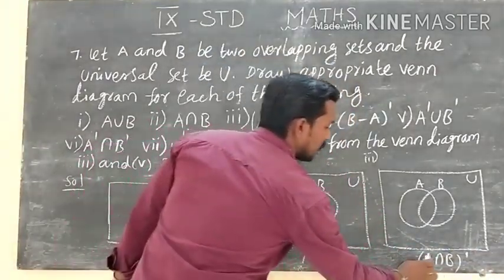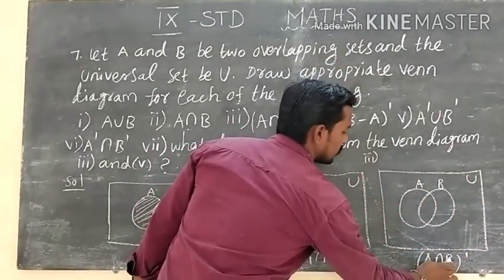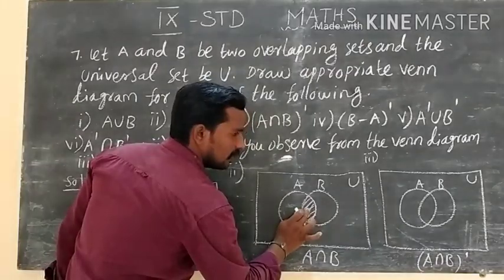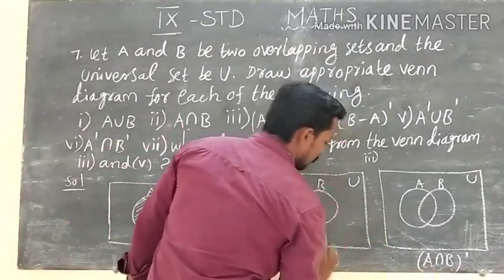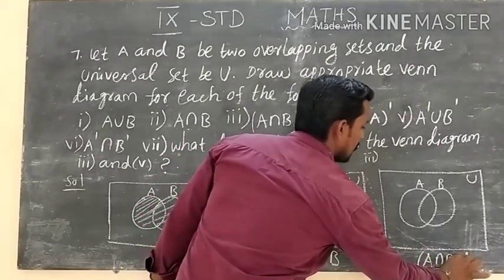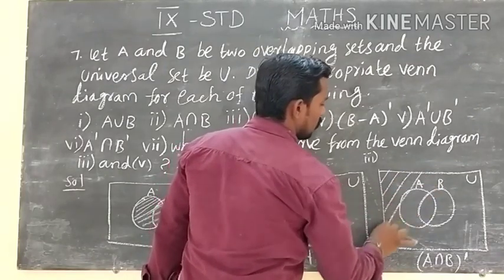First, omit A intersection B from the universal set. This is the universal set. Omit the A intersection B portion. Omit this one. Okay, this is A intersection B. Omit this portion from the universal set. The dash mentions the universal set. So the remaining places are all shaded.